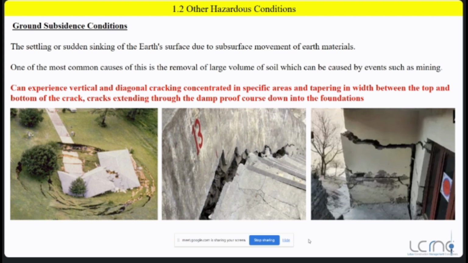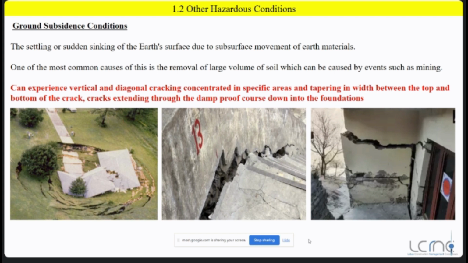So this is ground subsidence conditions. Normally we call it ground subsidence. This is actually the settling or sudden sinking of earth surfaces due to subsurface movement of earth materials. That is also the reason for large volume changes. That means if you have ancient tunnels underneath the soil profile, or let's say some kind of mining activities underneath the soil profile. Mainly in Ratnapura, Palmadulla district, there are so many mining activities.